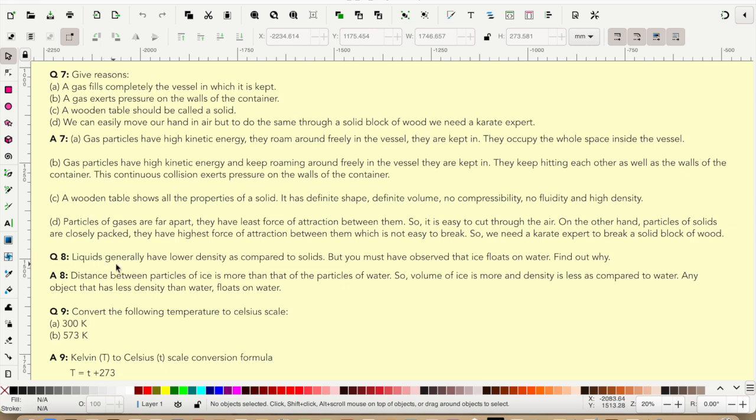Question 8. Liquids generally have lower density as compared to solids, but you must have observed that ice floats on water. Find out why. Answer is, distance between particles of ice is more than that of the particles of water. So volume of ice is more and density is less as compared to water. Any object that has less density than water floats on the water.